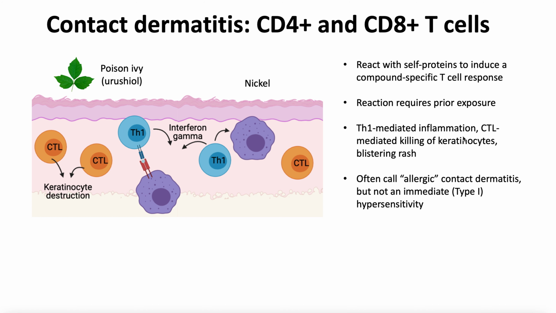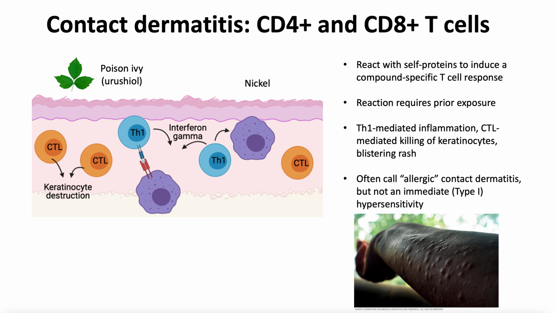And again, this is Th1-mediated inflammation as well as cytotoxic T lymphocyte-mediated killing of keratinocytes, resulting in a blistering rash. And it's often called allergic contact dermatitis, but I want you to be careful. This is not a type 1 hypersensitivity. Contact dermatitis is a type 4 hypersensitivity. And here's just an example of some of the blistering rashes that can occur upon being exposed to some of these substances and getting contact dermatitis.